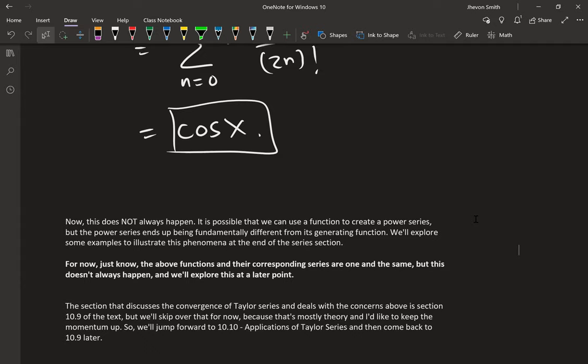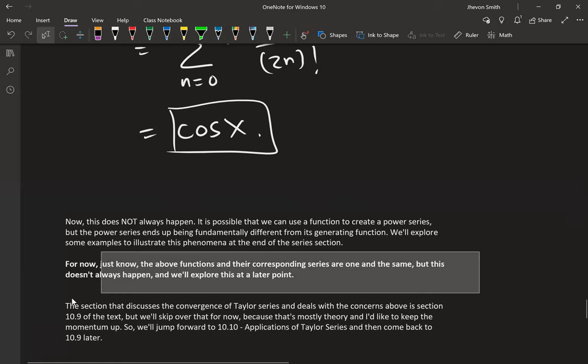It's possible that the power series will diverge except for one point. It's possible that I cannot even create the Taylor series in the first place; I start getting undefined coefficients. It's possible for the series to be created, however, it converges to some completely different function. It behaves like some other function, other than the f of x that I started with. Those are all possibilities, and I'll show you some examples of that when we go through 10.9. For now, just be aware of that possibility. Just know the above functions and the corresponding series are one and the same, but this does not always happen.